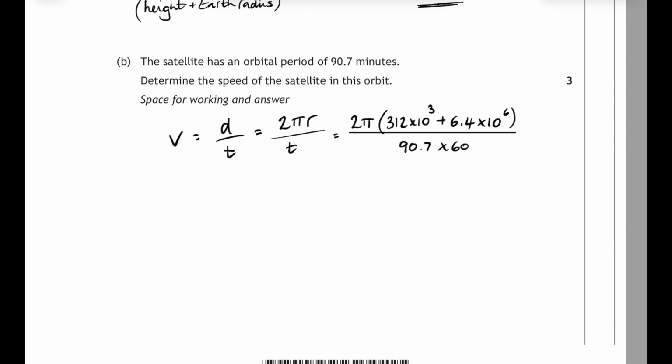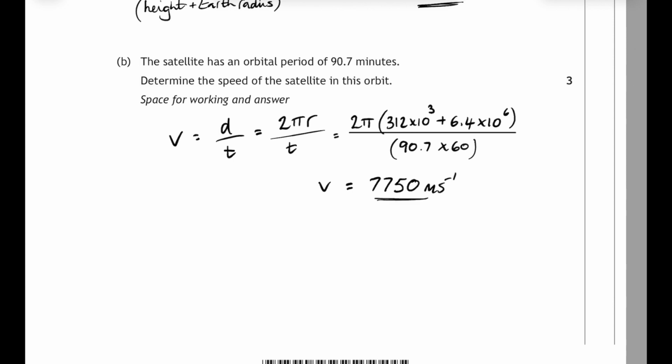The distance will be 2 pi r, and remember the radius will be the height of the orbit above the Earth's surface plus the radius of the Earth, and the time will be the 90.7 minutes times 60 seconds, and that will give us our answer in meters per second of 7750 meters per second. That's rounded to 3 significant figures.